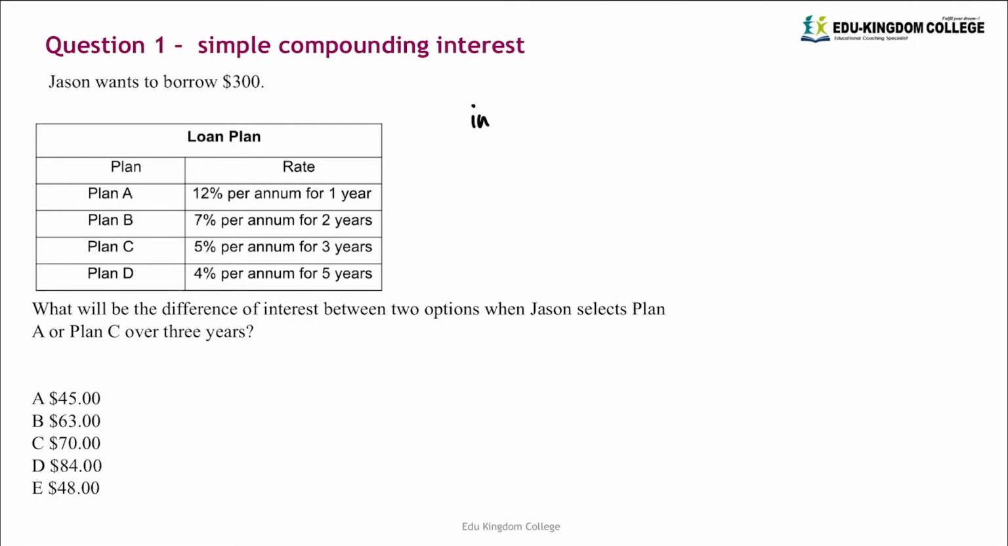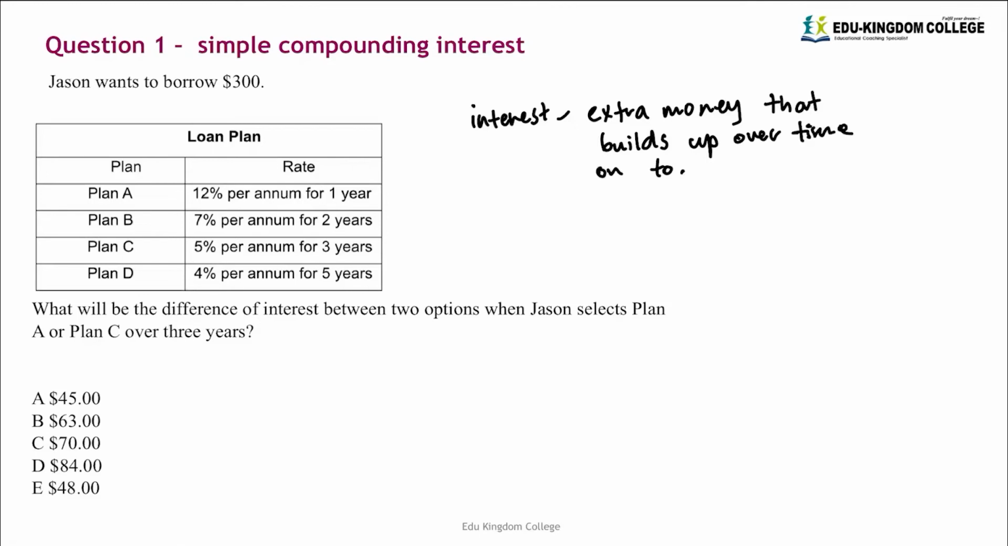Interest is actually the amount of extra money you can think of, extra money that accumulates or builds up over time on top of an original amount of money. Okay? So if I have this original amount of money, here in this instance would be the $300.